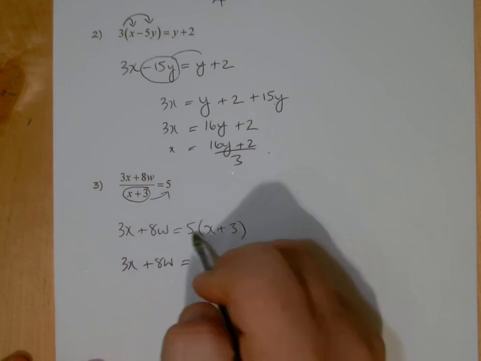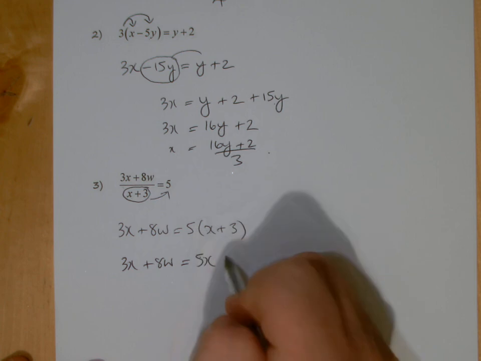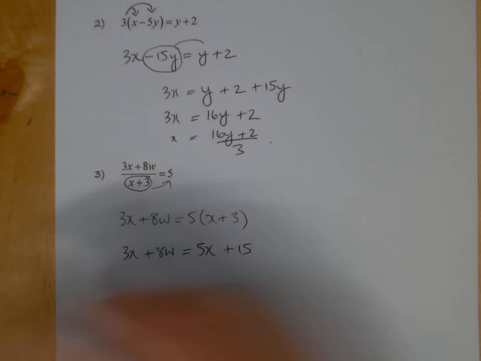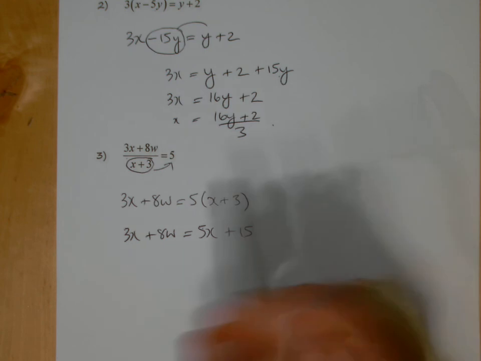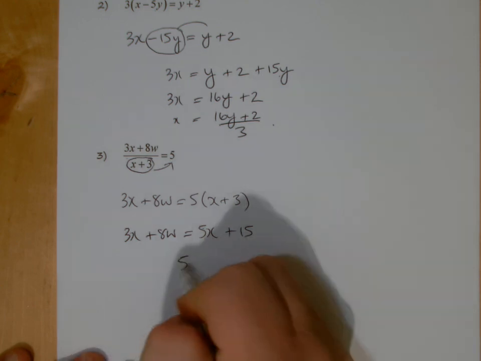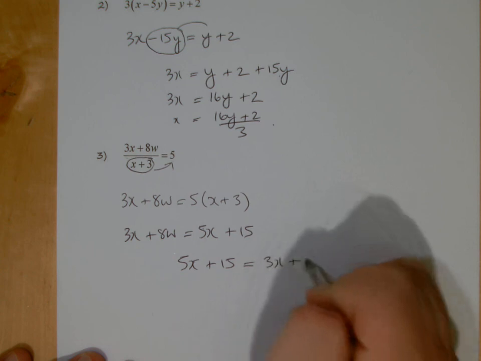So it's easy, because you're just timesing everything by 5. So 5 times x is 5x. 5 times 3 is 15. Okay, so you've got this. Now, you've got x terms on both sides. We can deal with that. Just get the x's together. Now, one trick you can do here, because the bigger x is on this side, it's 5x, so you could rewrite as we've done before. So 5x plus 15 equals 3x plus 8w.